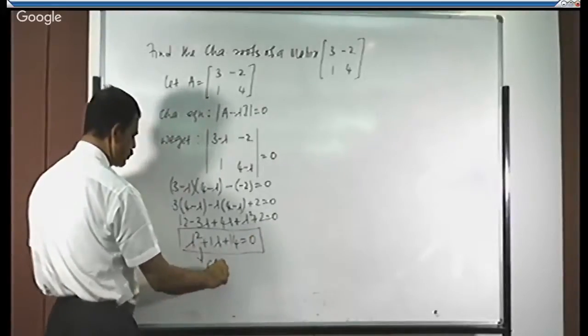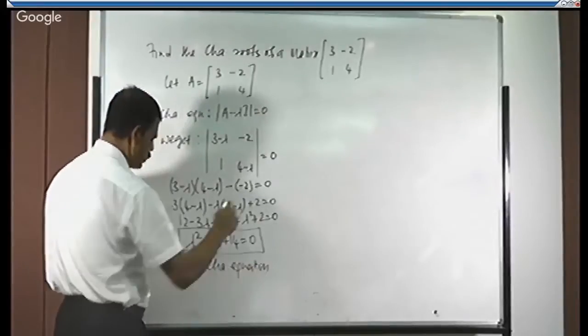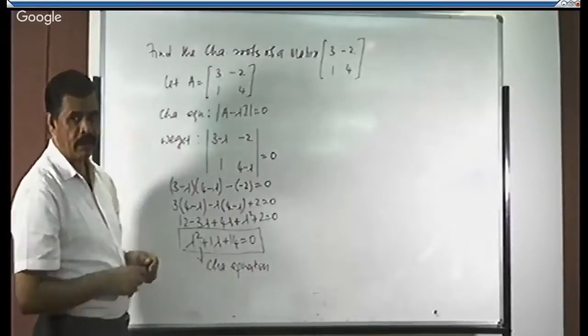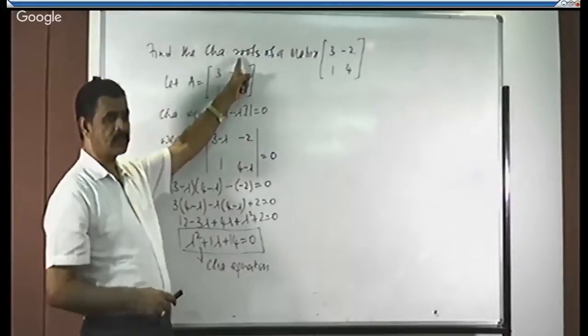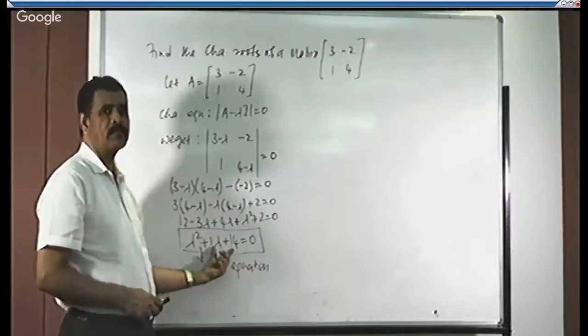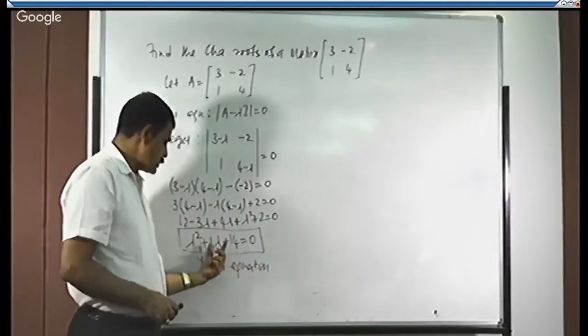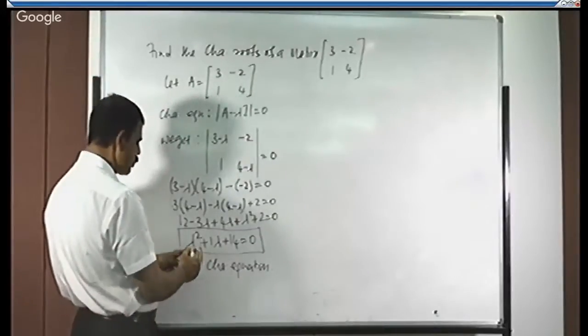It is the characteristic equation. If they ask only for writing the characteristic equation, you stop here. If they ask for characteristic roots, proceed further. What to do? This has to be solved. Check whether it factorizes or not.